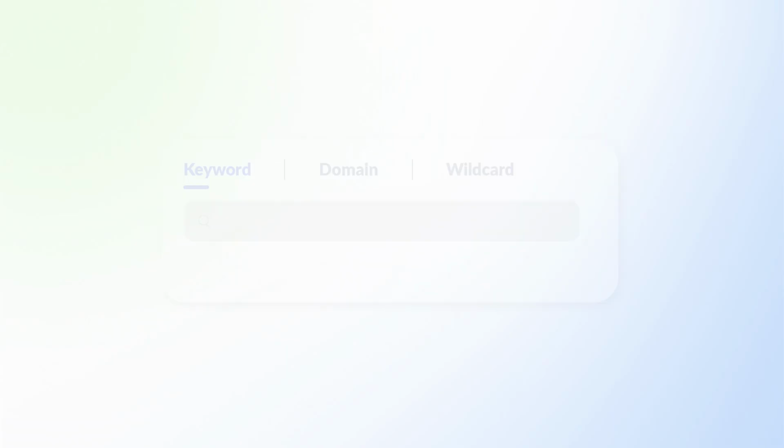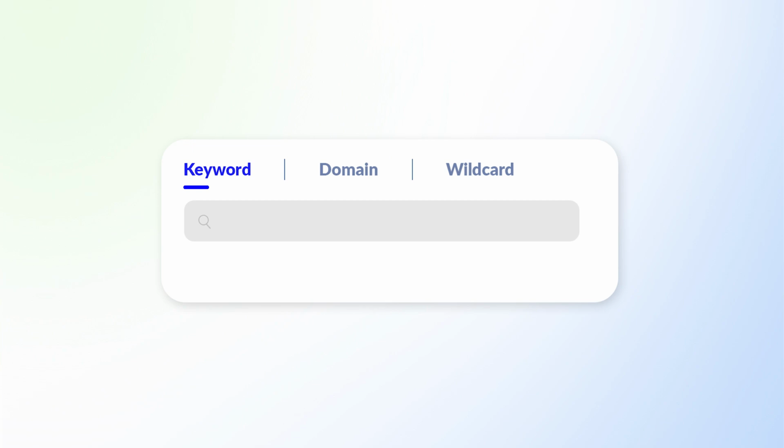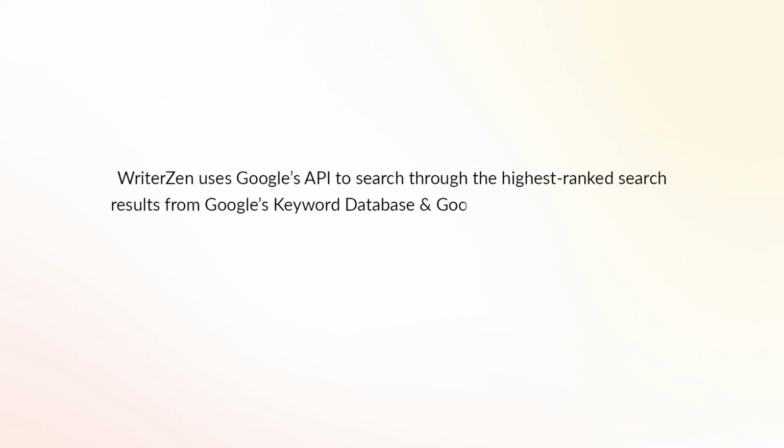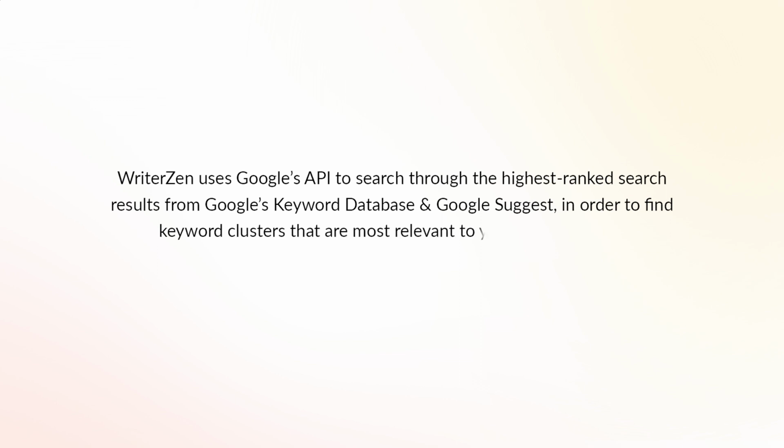Now let's take a look at the mechanism behind Keyword Explorer. When you type in a seed keyword into Keyword Explorer, whether it's a keyword search, domain search, or wildcard search, WriterZen uses Google's own API to search through the highest ranked search results from Google's keyword database and Google Suggest in order to find keyword clusters that are most relevant to your seed keyword.